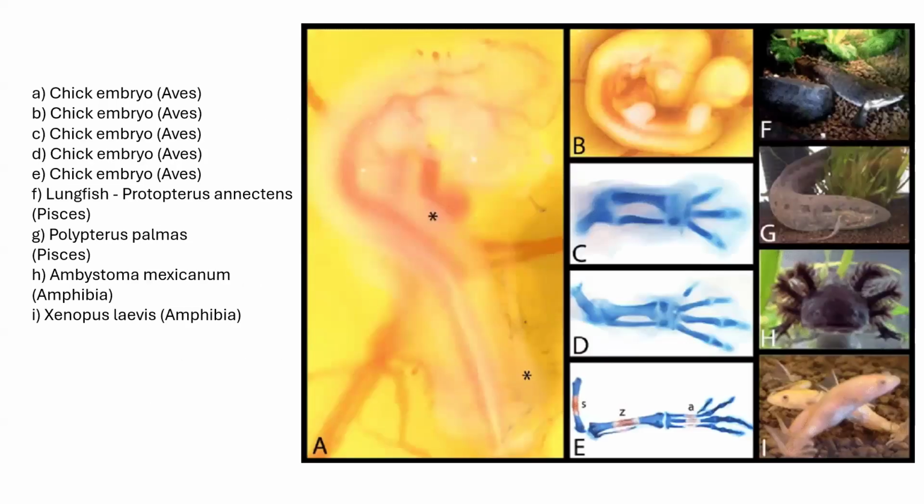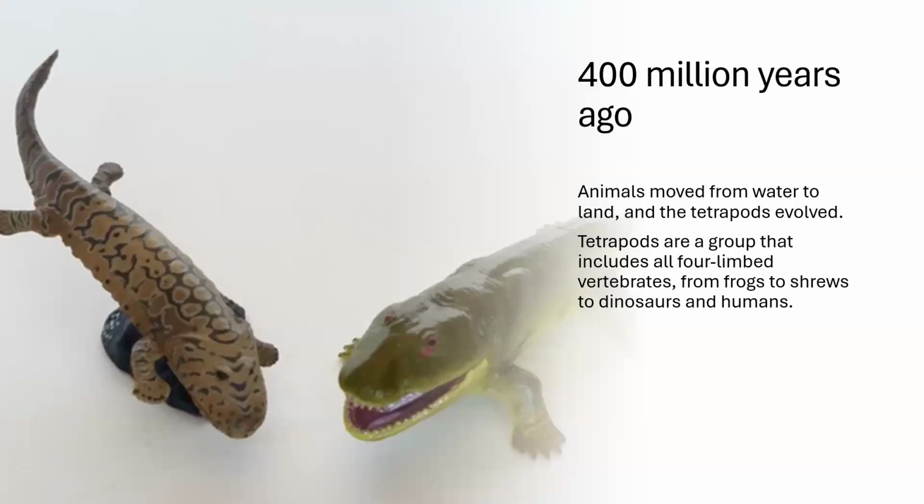So I do give the reference for this at the end, but in this particular image, we can compare, say, a chick embryo and the lungfish and Pisces, another fish, Ambystoma, amphibia, and Xenopus laevis, amphibia. And we can see that the same genes are involved in fin and in limb development when you actually look at the gene expression. So 400 million years ago, animals moved from water to land.